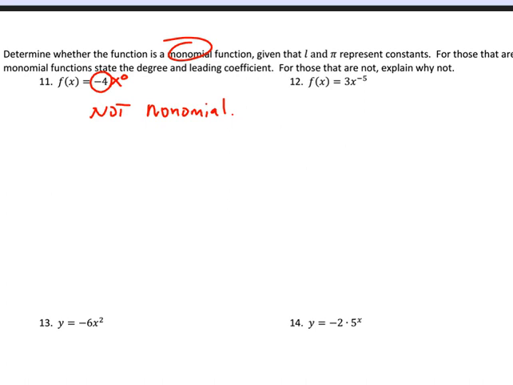This one I can guarantee you, because it's got a weird power. -5 is definitely considered weird. I can't remember if 0 is considered a weird power or not. So this one is just like it was like this. It would have been a power function, but it's not a monomial because it's not a polynomial because it's got a weird power.